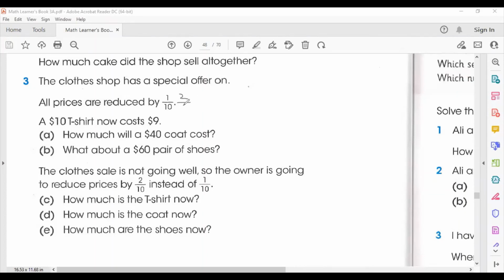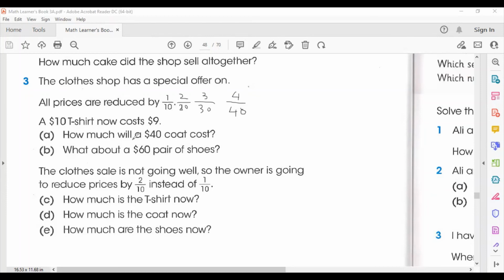2 by 10. If $30, $3 discount. Sorry, 2 by 20. This is also increasing. If $30, $3 discount. If $40, $4 discount. It means out of 40, a $4 discount.